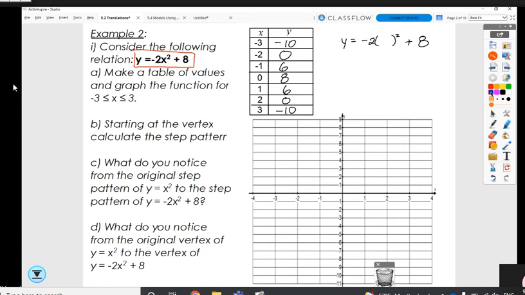I'm going to do this one in blue. So -3, -10. Okay, great. Got it. -2, 0. Okay. -1, +6. All right. 0, 8. Interesting. 1, 6. Got it. 2, 0, 3, -10. Move this garbage over here. And there you have it. You can almost see it drawing a smooth curve.